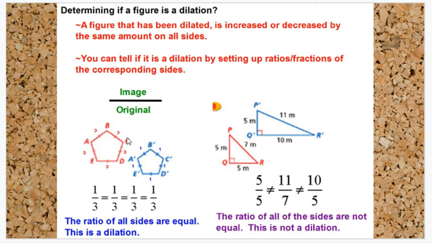And we can see that all 5 sides are labeled as 3 units long. And then we have a blue pentagon here, and all of these sides are labeled as 1. So in order to see what happened, each side went from 3 to 1.